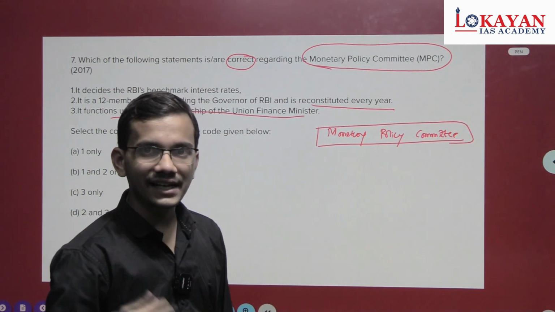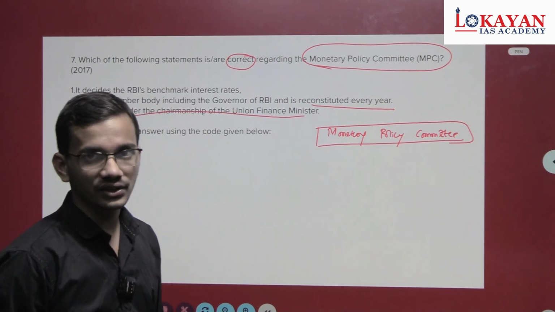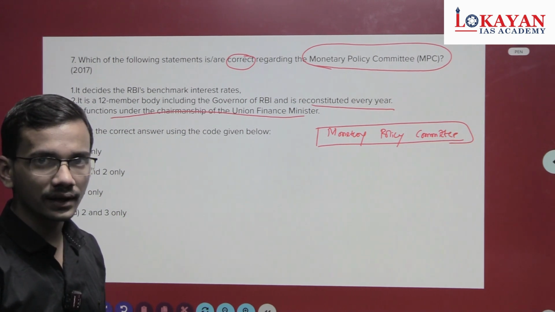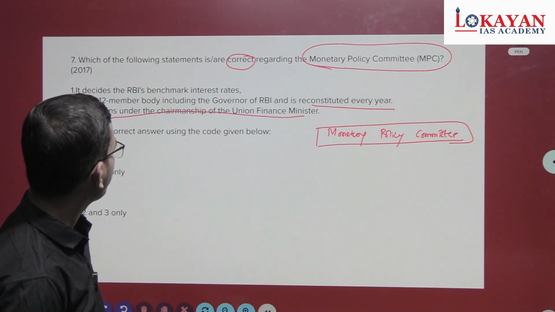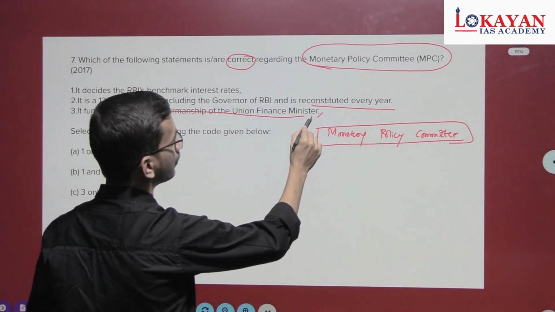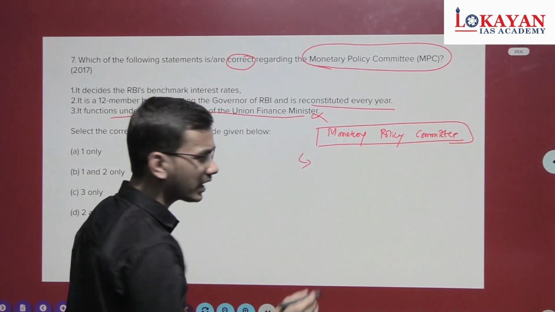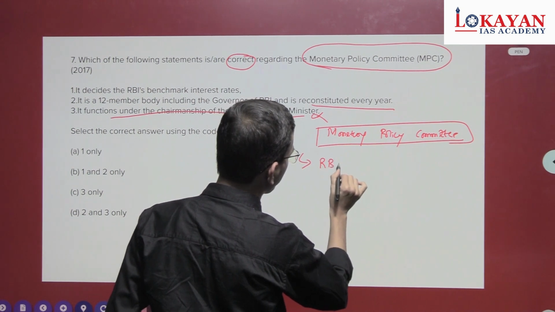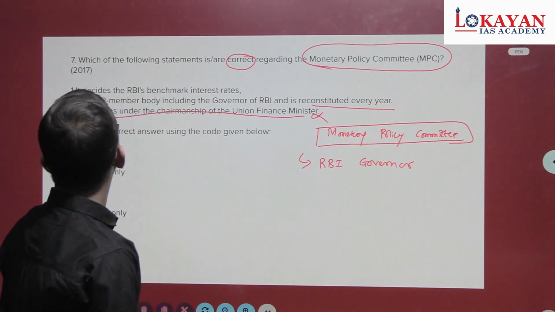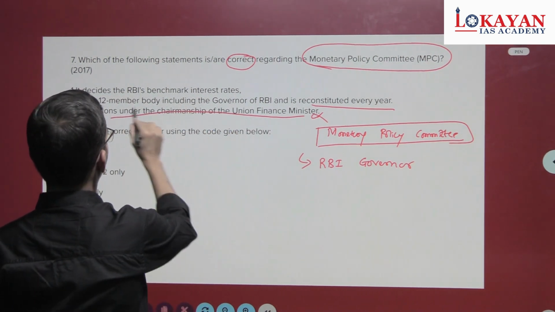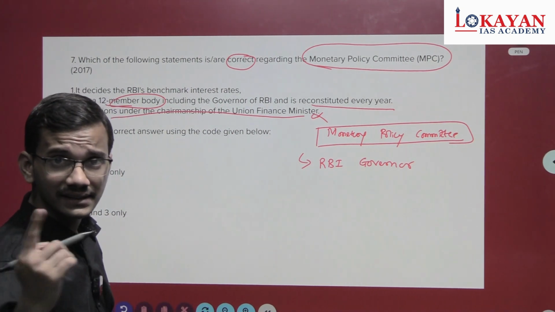Monetary Policy Committee decides on key policy rates to maintain the inflation within the bound of 4 plus or minus 2% of CPI. Third statement, it functions under chairmanship of finance minister. It's wrong because it functions under chairmanship of RBI governor. Second, it is a 12-member body. Wrong statement because Monetary Policy Committee is a 6-member body.